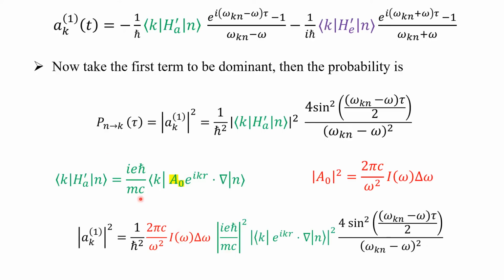And about this, you have to square this also. You have to take the modulus square of this term. We will see what will happen to that. Because A is constant, we have taken it out. Inside this product, you will get <k| e^(i k·r) del |n> whole modulus squared, and this sine squared term.